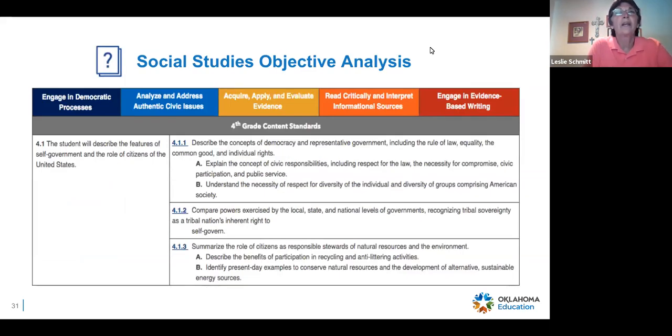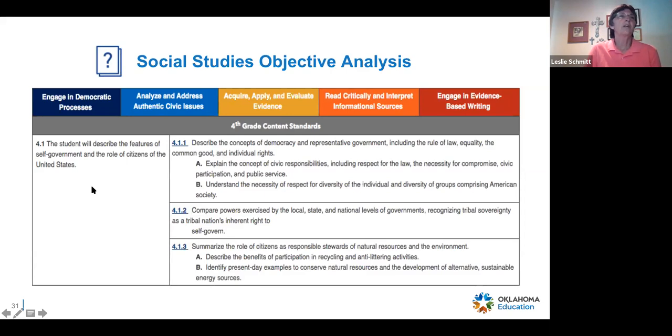Also, you'll see this throughout as you go through your objective analysis. Engaging in democratic processes, analyze and address authentic civic issues, acquire, apply, and evaluate evidence, read critically and interpret informational sources, engage in evidence-based writing. That piece will be throughout. So depending on the standard and the grade level, the wording may change a bit, but you're still going to see those pieces.